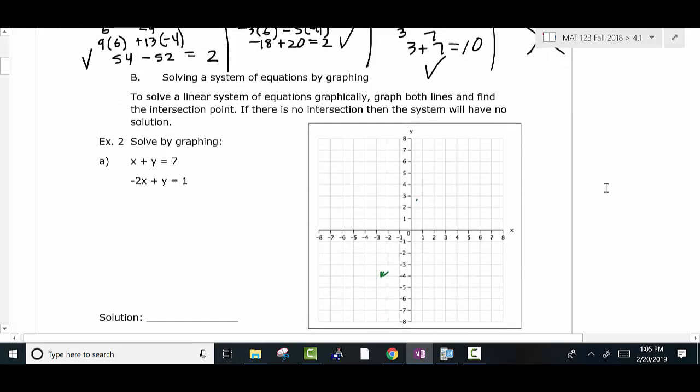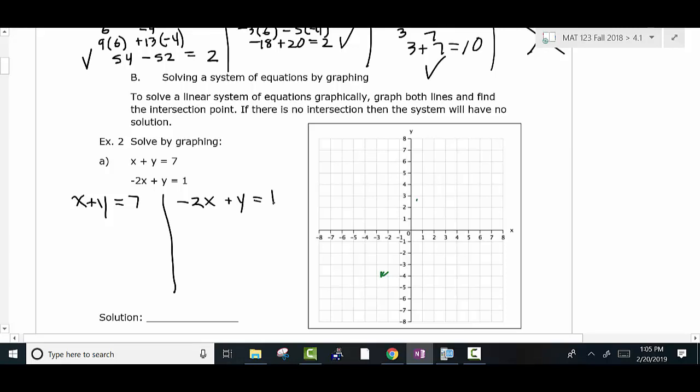Okay, so the next thing we're going to look at is solving a system by graphing. This is something that we've learned how to graph, so this certainly would be reviewing something you would need to know for your test, but you don't have to know anything about system of equations until test 2.